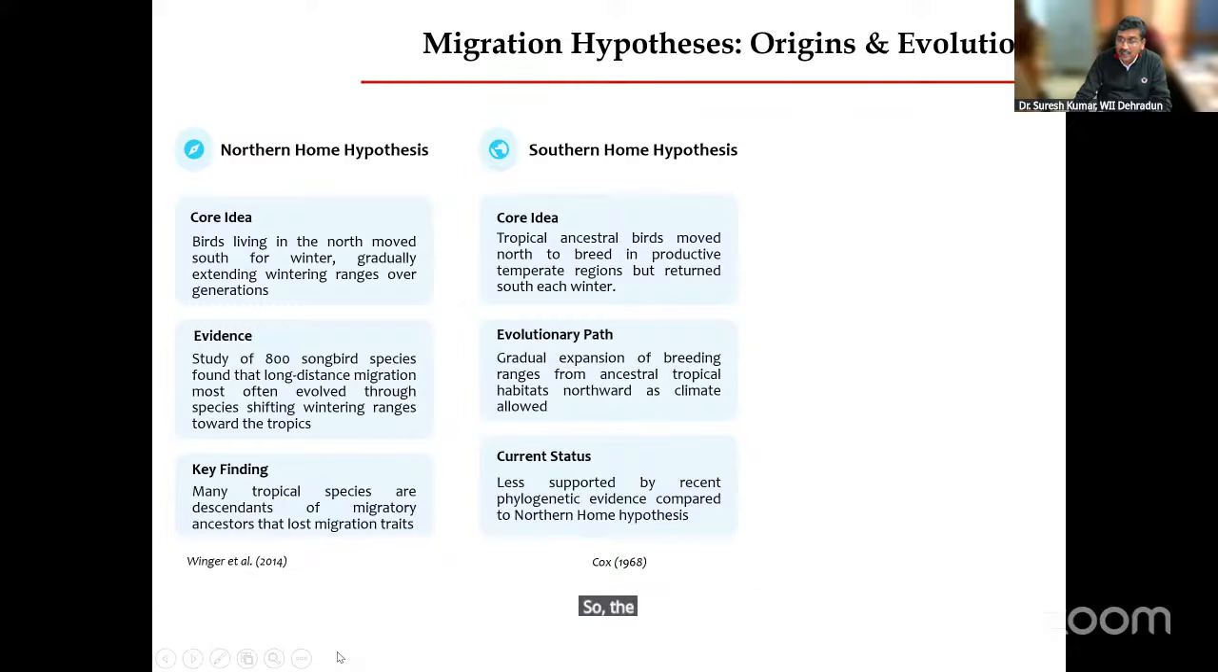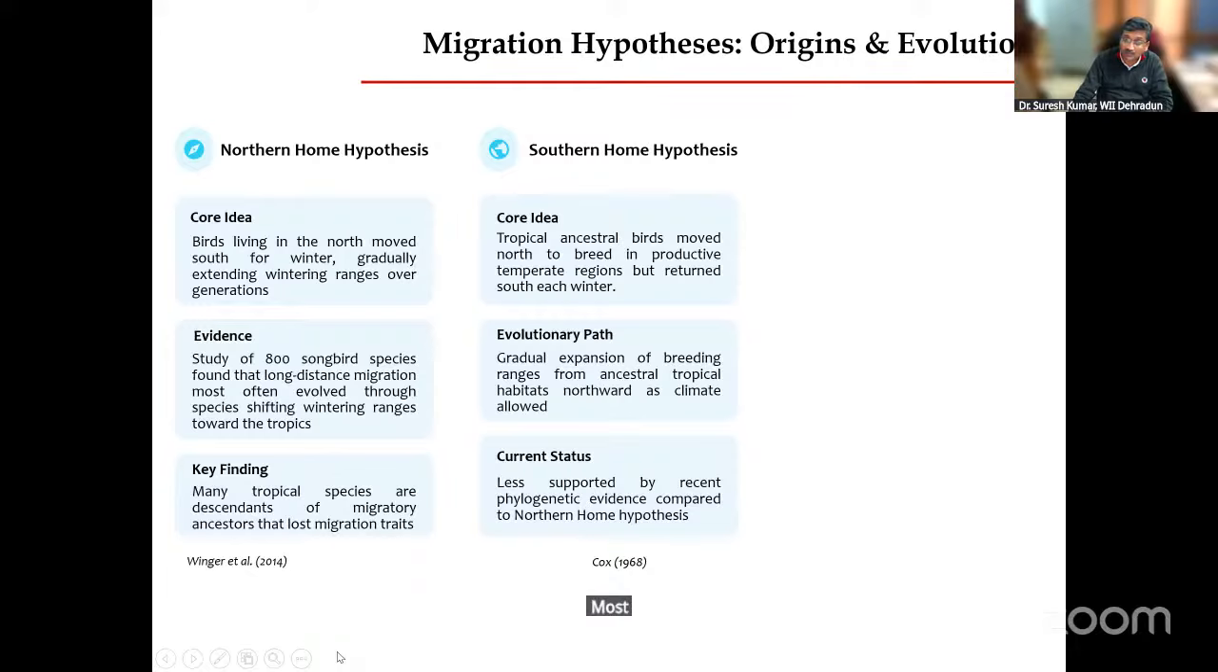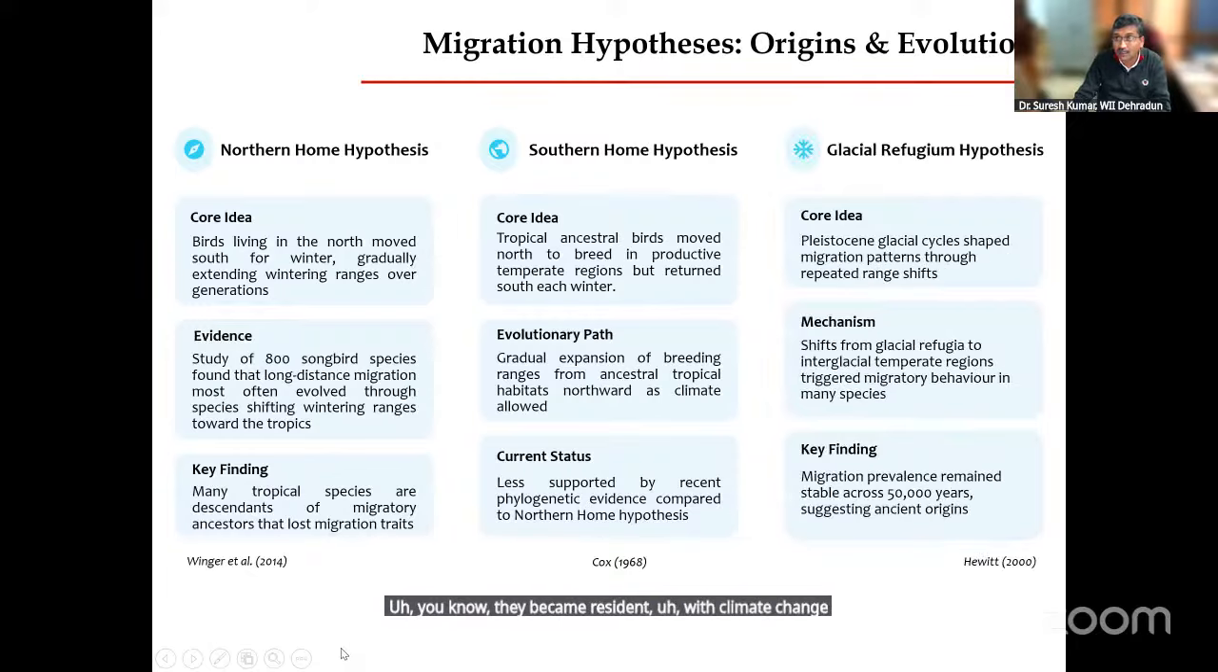So the current status of this particular hypothesis is less supported by recent phylogenetic evidence compared to the northern home hypothesis. So it appears that most migrant birds became resident with climate change, supporting the northern home hypothesis.